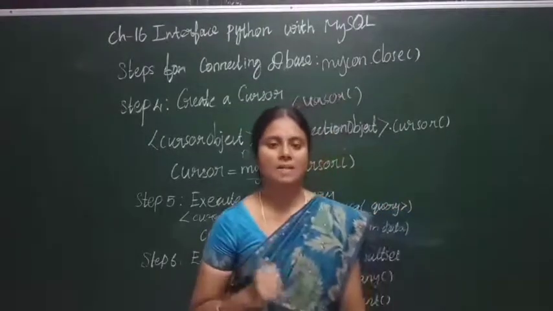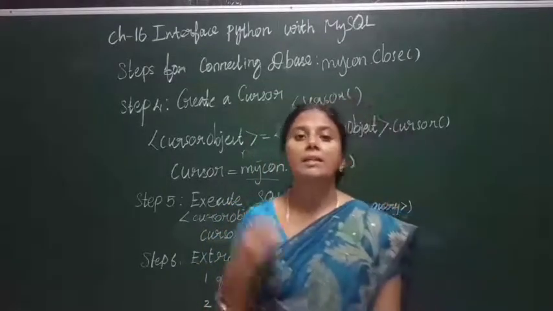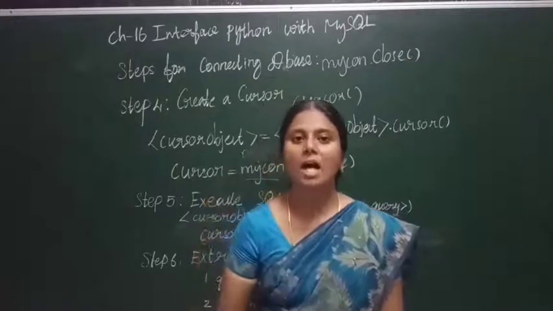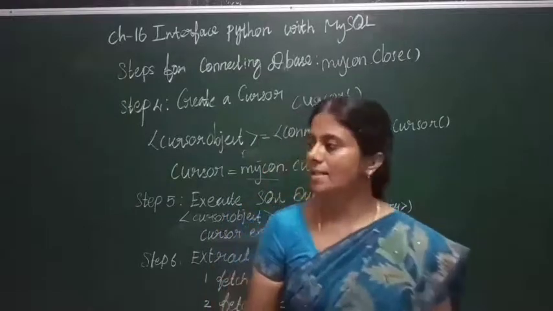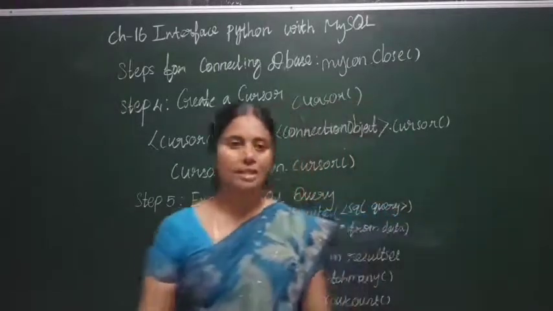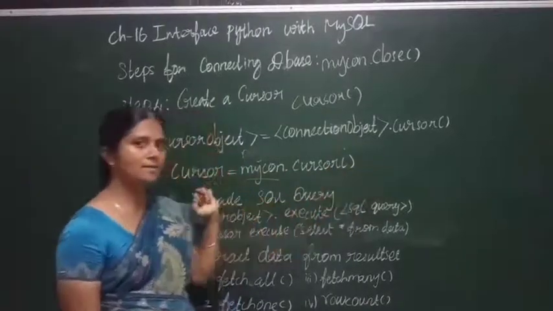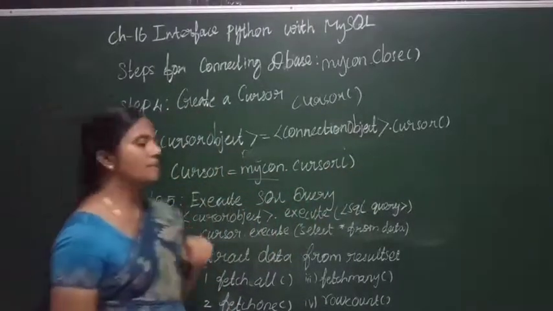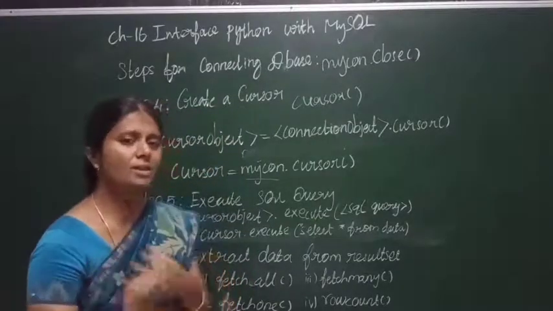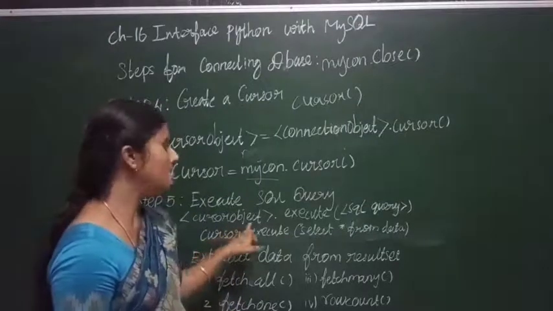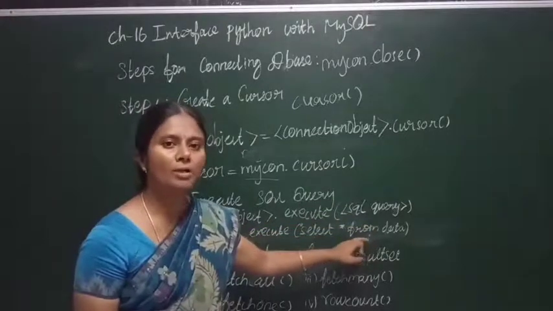What is the use of the cursor object? It executes the queries and we can retrieve the data, multiple records, in the result set. What is the syntax for this? Cursor object equal to connection object dot cursor. Okay. The fifth step is you have to execute the SQL query. What is the syntax for this? Cursor object dot execute, and in the bracket you write your own query.